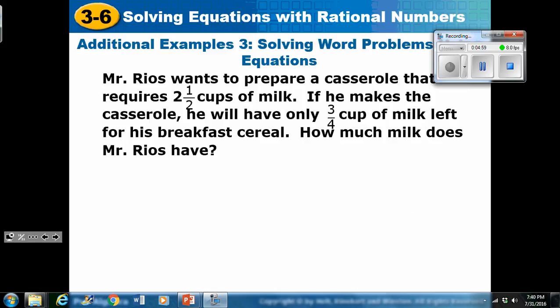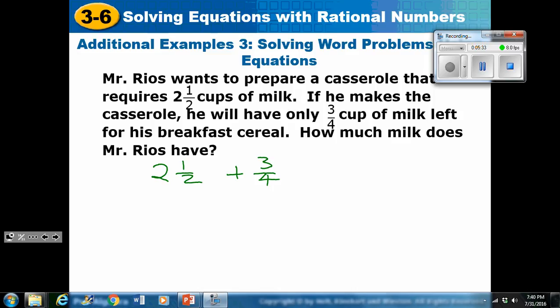All right, let's do a word problem. Mr. Rios wants to prepare a casserole that requires 2.5 cups of milk. If he makes the casserole, he will have only 3/4 of a cup of milk left for his breakfast cereal. How much milk does Mr. Rios have? I'm hoping that you can figure out that this is really basically an addition problem. He's going to use 2.5 cups of milk, plus he's going to have 3/4 of a cup of milk left. So you can just go ahead and do your fraction addition, which you already know how to do.